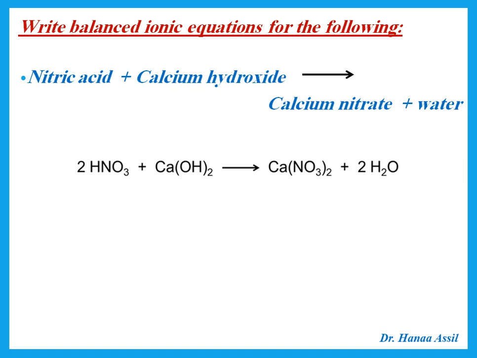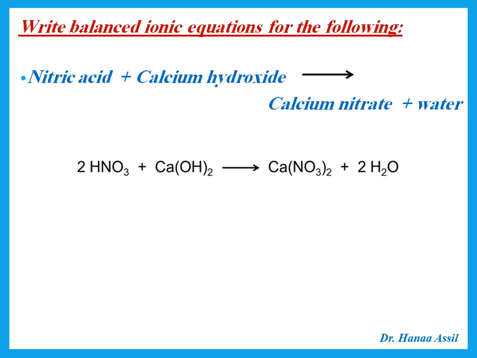Now we have, before the arrow, how many hydrogens? We have 2 hydrogens plus another 2 in the calcium hydroxide. We have 4 hydrogens before the arrow. After the arrow, we have 2 times 2, which is 4 hydrogens. Then how many nitrogens before the arrow? We have 2 nitrogens before the arrow, 2 nitrogens after the arrow.